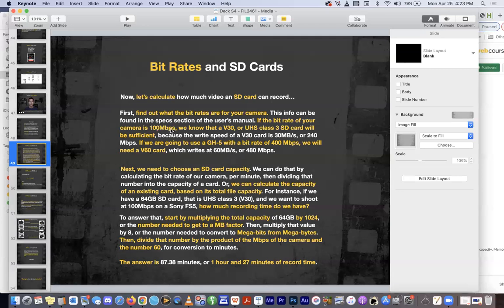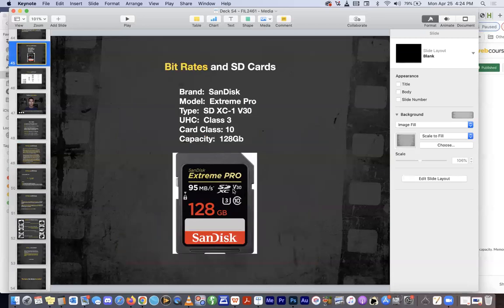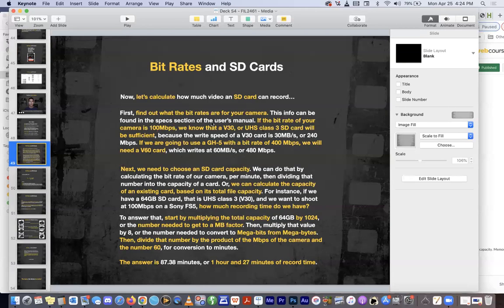100 megabits per second bit rate in your camera. We know that a V30 card or a UHS class 3 card, a standard SD card, will be sufficient because we could get, what, 240 megabits per second, right? So if the camera's bit rate is natively 100, then this V30 card is going to be just fine because it's much faster. You can record much faster than the camera is capable of recording at 100 megabits per second.